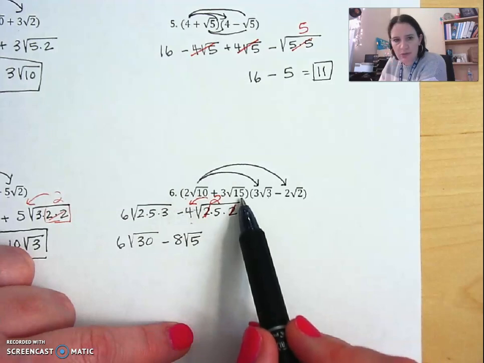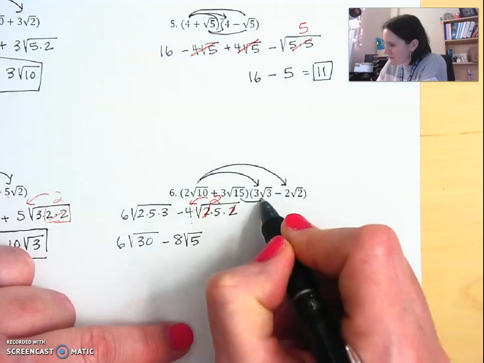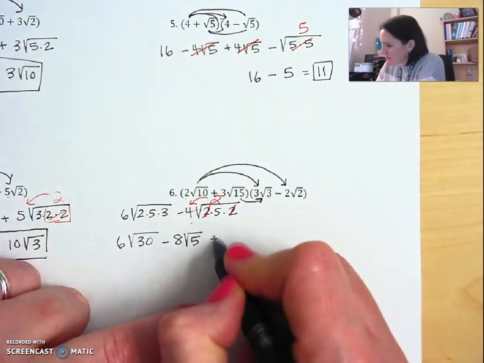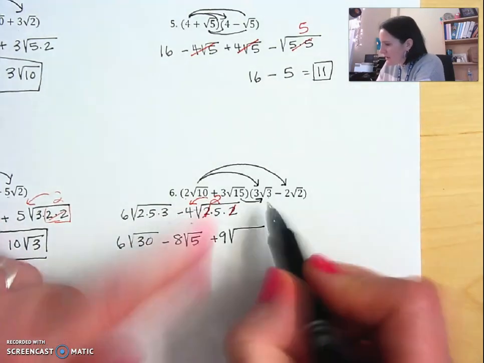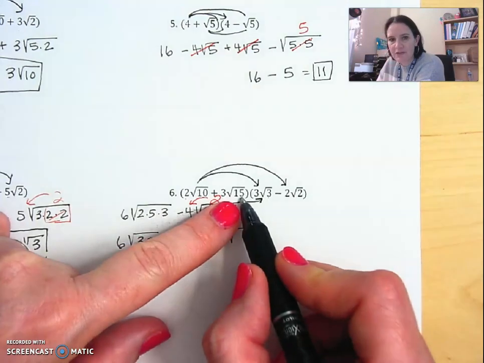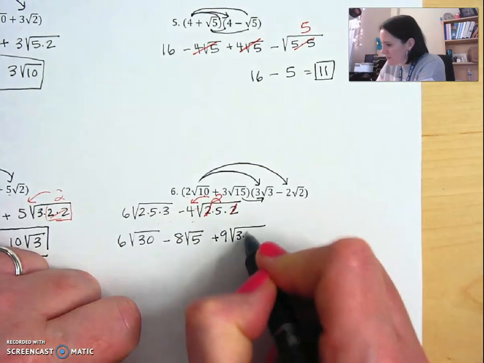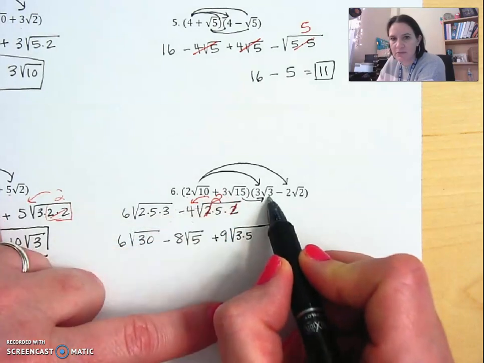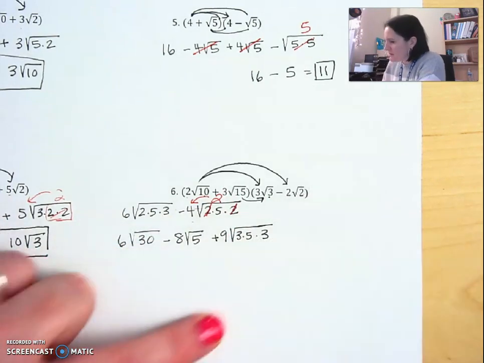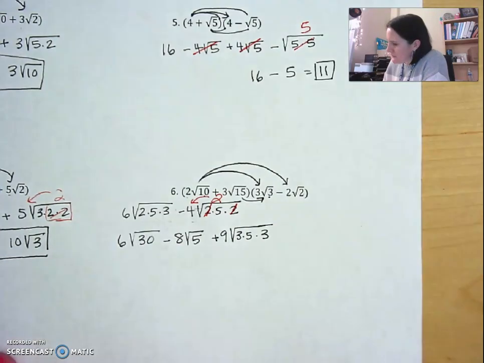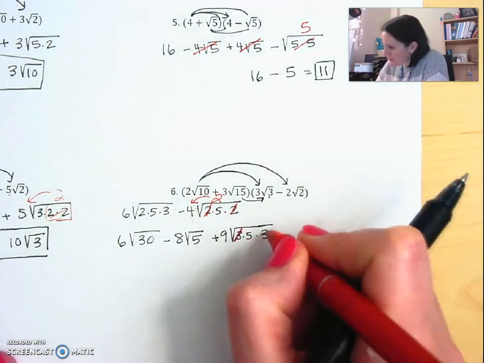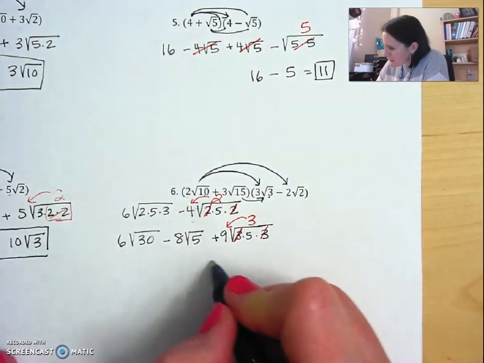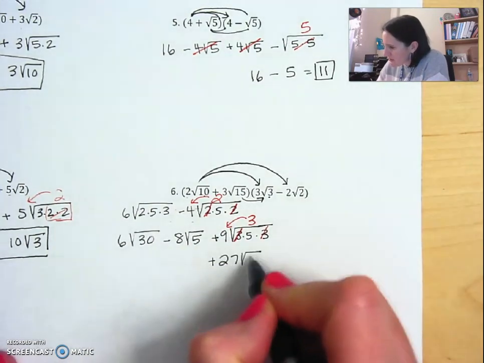Now I need to distribute 3 square roots of 15. So 3 times 3 is 9. And then the insides, I'm going to factor 15 as 3 times 5. And then times this 3 inside this radical. So I have a pair of 3's. Bring out 1, multiply by that 9, and that's going to give me plus 27 square roots of 5.